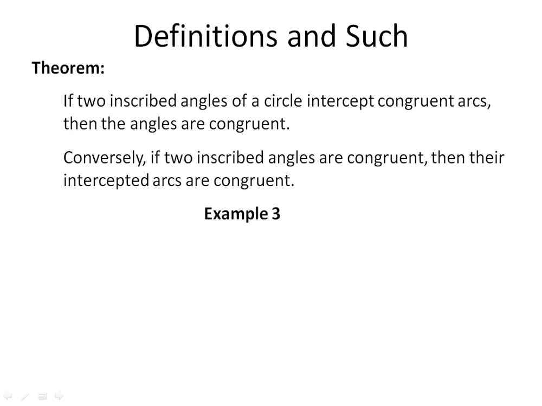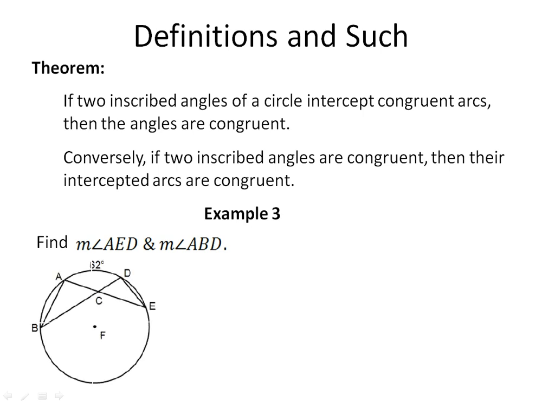Okay, so let's see how they use this in example 3. They want us to find the measure of angle AED and the measure of angle ABD. Let's take a look here. AED is this angle going across on the right side of the circle, because it opens from E and goes out to D and to A, and it intercepts an arc that's 62 degrees.